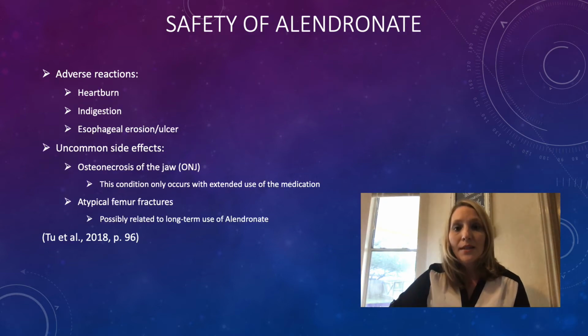Now let's talk about the safety of alendronate. There are a couple of adverse reactions that you may see with it. These include heartburn, indigestion, esophageal erosion, and ulcers. There are two uncommon side effects. You have ONJ, which is osteonecrosis of the jaw, and atypical femur fractures. Both of these are only usually seen with long-term use of the medication.